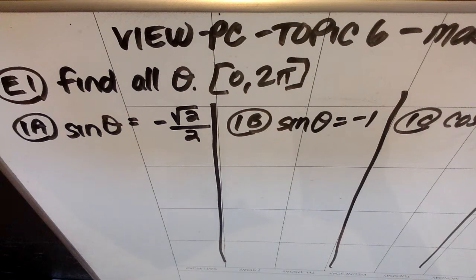I said recall what the given trig function represents on the unit circle, or how it's represented on the unit circle, and then look for the angles that meet that quality. So let's go ahead and jump right in with example 1.